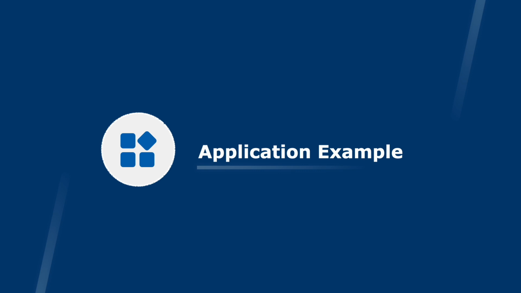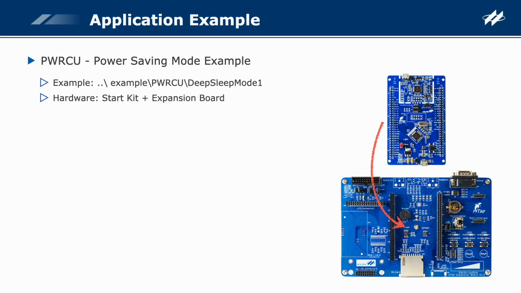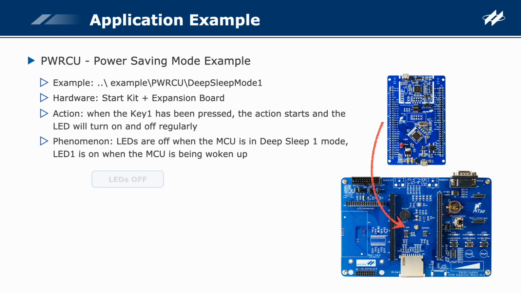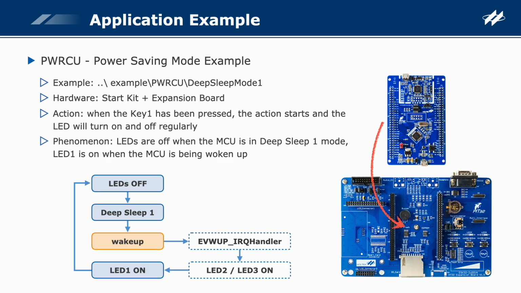Finally, we will summarize the learning content by using an application example. The example is a Deep Sleep Mode 1 program from the standard firmware library PWRCU. It should be used with the HT32F52352 hardware starter kit and the ESK322X001A expansion board. When the key 1 has been pressed and the program starts, the LEDs will turn on and off regularly, where the LEDs are off when the MCU is in Deep Sleep 1 mode, and the LED 1 is on when the MCU is being woken up.